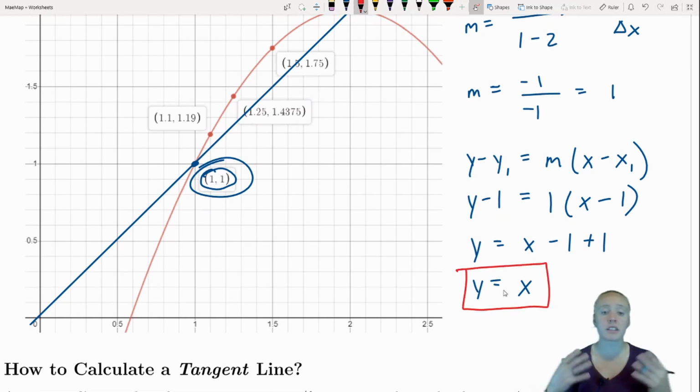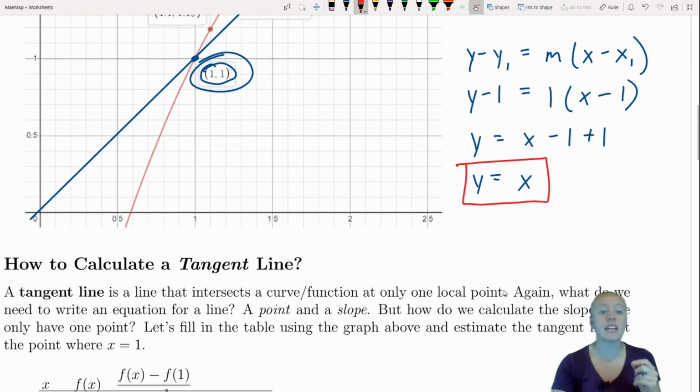So again, the steps for finding a secant line are to find 2 points where the secant line intersects the function. Then, to make a line, we need a point and a slope. So with those 2 points, we can make a slope. But let's talk about how exactly to calculate a tangent line, because a tangent line is slightly different in the fact that it only intersects the curve at 1 point.